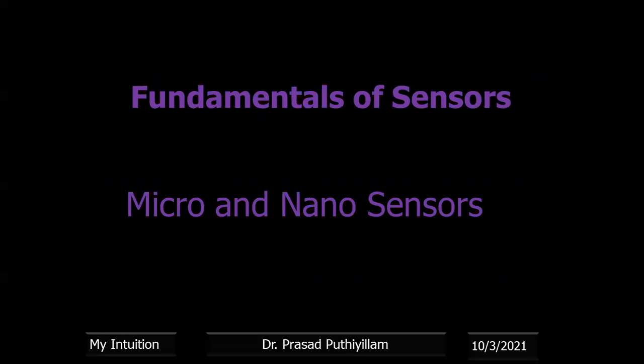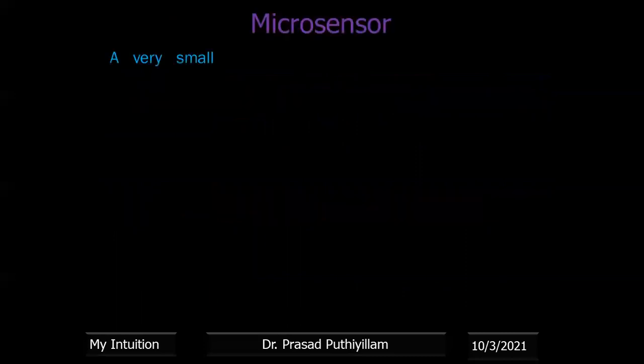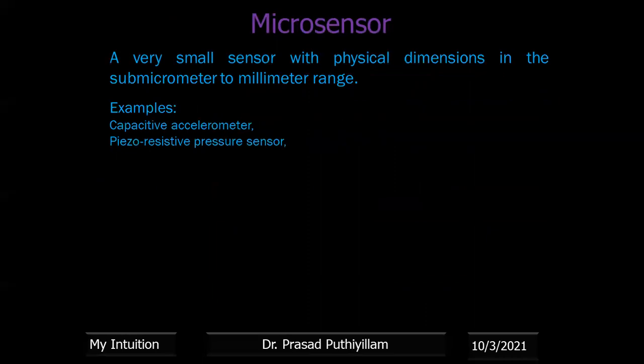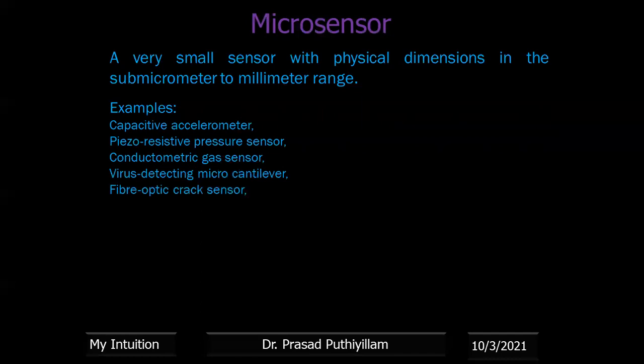Now the first one, micro and nano sensors. Micro and nano sensors are almost the same type. A micro sensor is a very small sensor based on the physical dimension, and we call it a micro sensor. The total size of this sensor is in the sub-micrometer to millimeter range. Examples include capacitive accelerometer, piezoresistive pressure sensor, conductometric gas sensor, virus detecting micro cantilever, fiber optic sensors, portable blood analysis, etc.